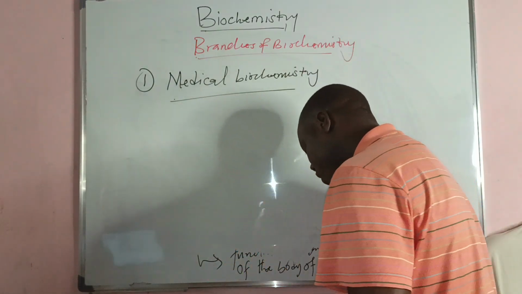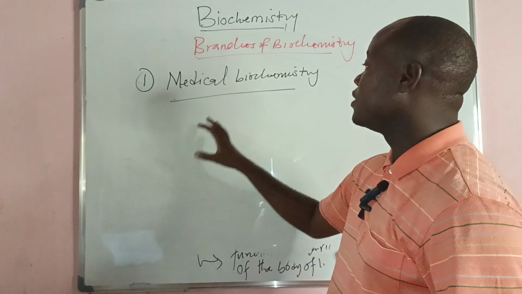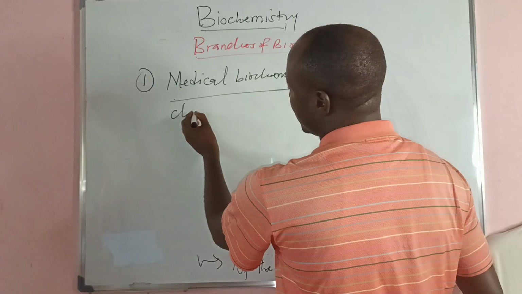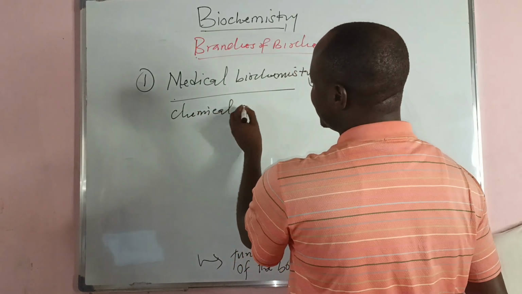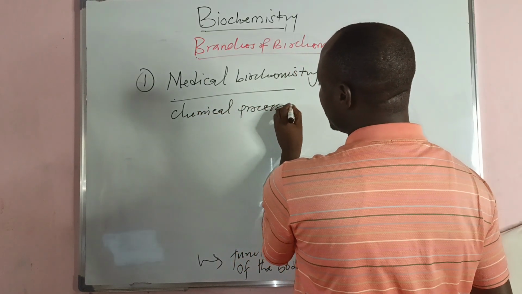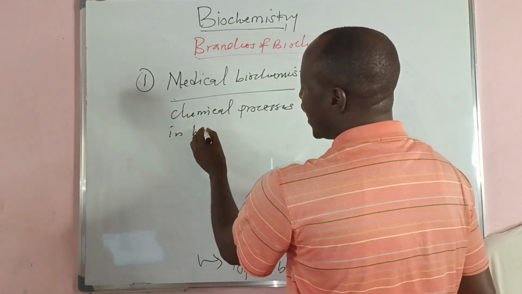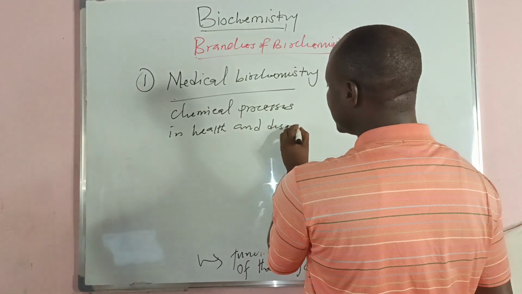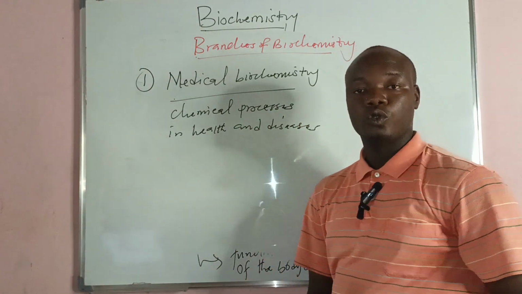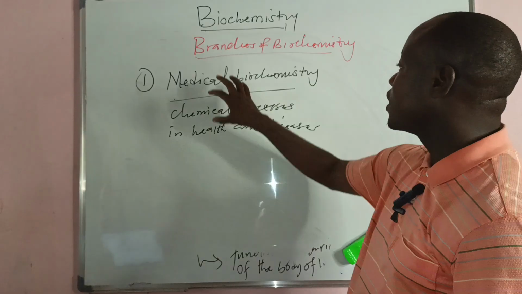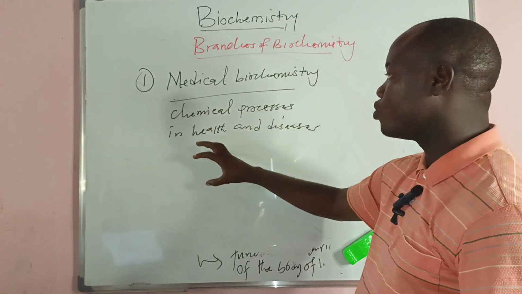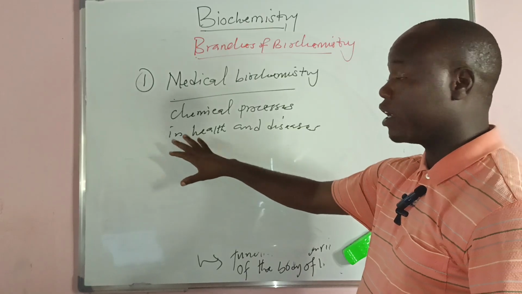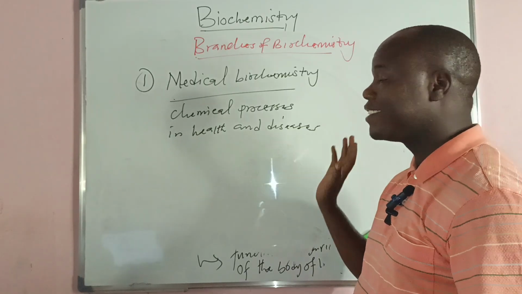So what is medical biochemistry? Medical biochemistry is a branch of biochemistry that deals with the study of chemical processes in health and diseases. So it is a branch of biochemistry that tries to study the chemical processes that are associated with health and diseases.